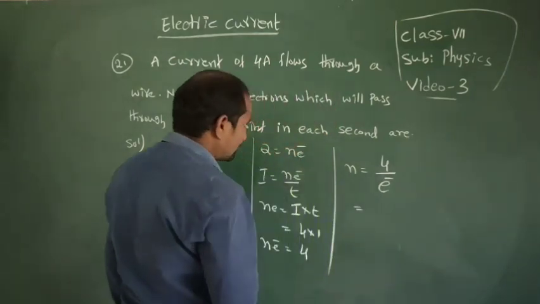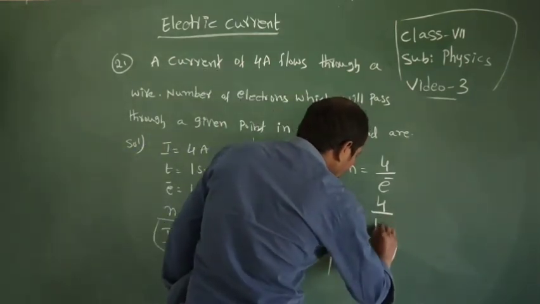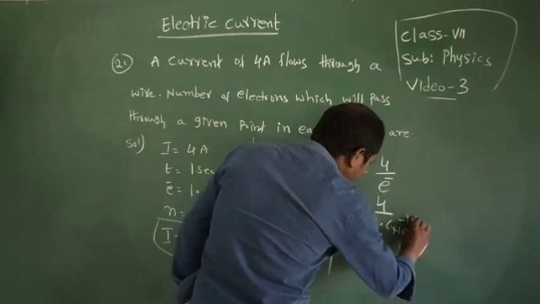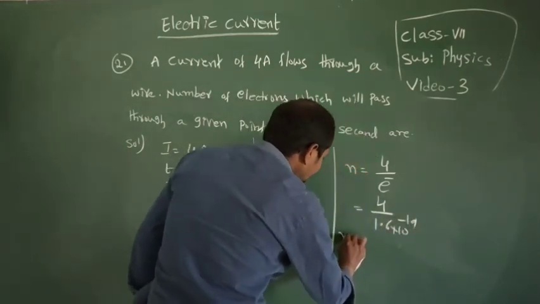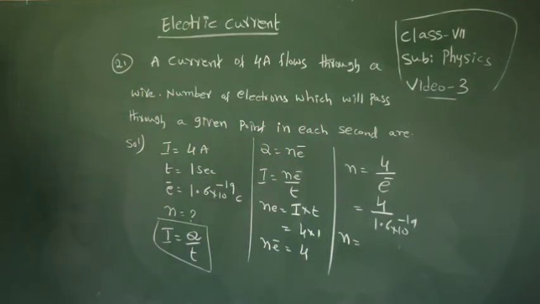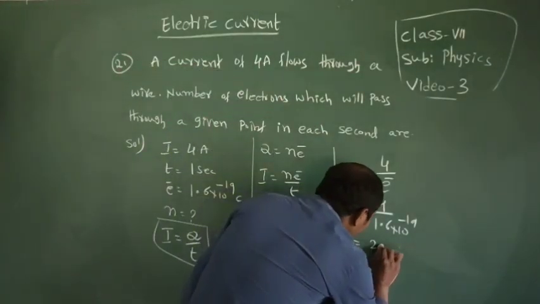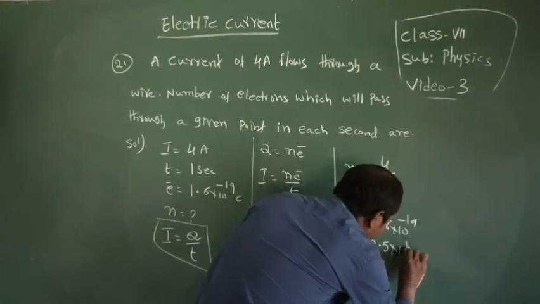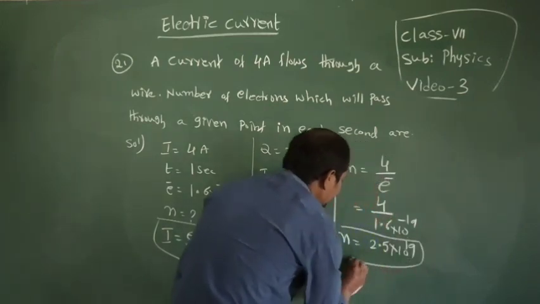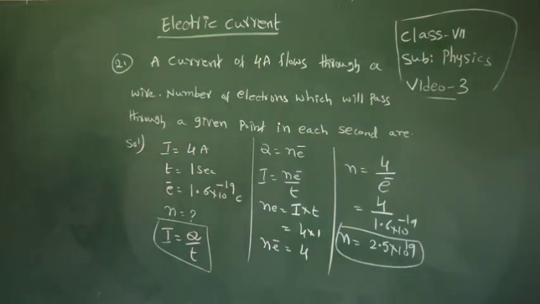That means the charge of electron. So 4 by 1.6 into 10 power minus 19. That is N. Therefore N equal to 2.5 into 10 power 19. It is the N value. N equal to 2.5 into 10 power 19.